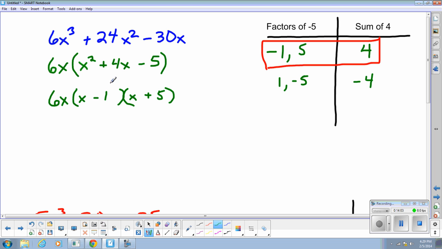And I always want to mentally check this. x times x is x squared. x times 5, so I have x times 5, that's 5x. Negative 1 times x is negative 1x. 5 minus 1 is plus 4. So this is my final answer here: 6x times (x minus 1) times (x plus 5).